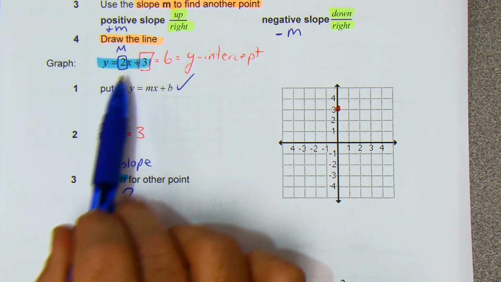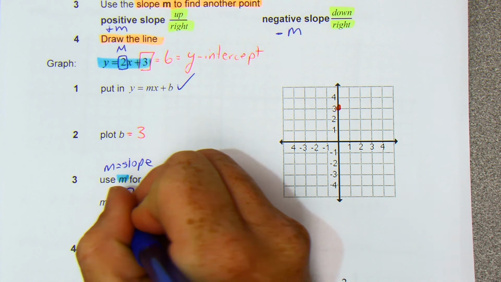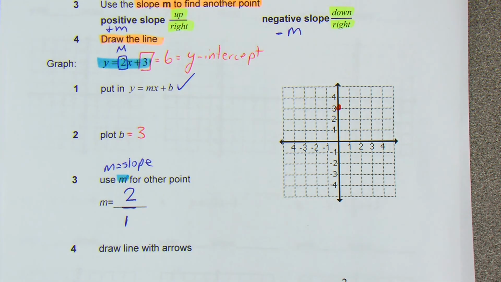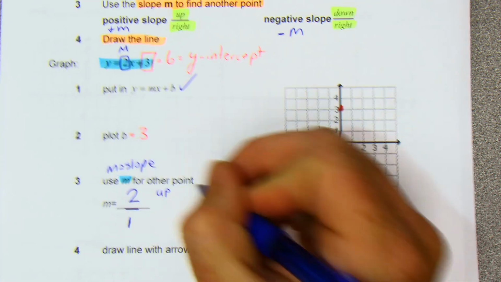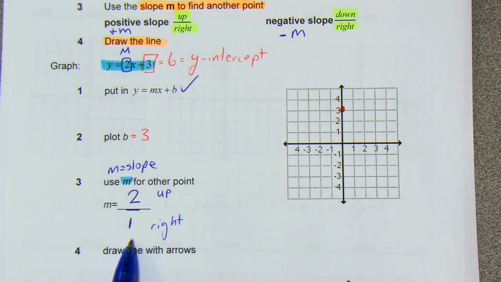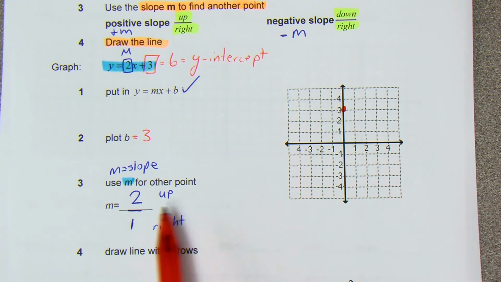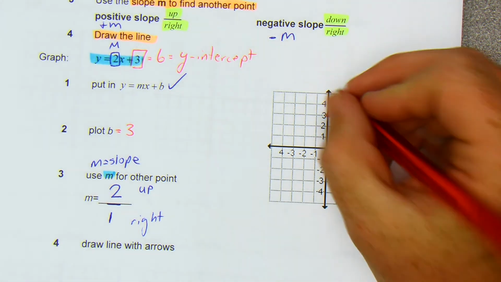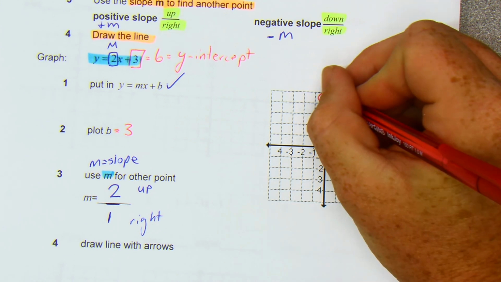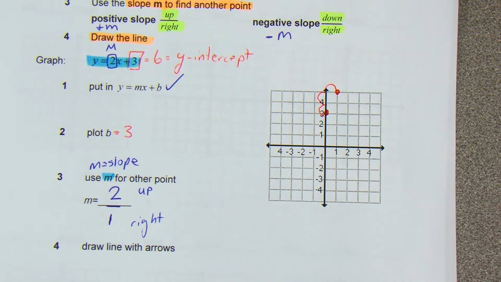And remember, anytime I have an m that is just a whole number, so it's not a fraction, that whole number is always over 1. So now my slope is 2 over 1. Since this is a positive, this tells me how many spaces I need to go up and to the right. So I need to go 2 spaces up and 1 space to the right, from my y-intercept. So my y-intercept is right here. I go 2 spaces up, then 1 space to the right, and I make my next point.